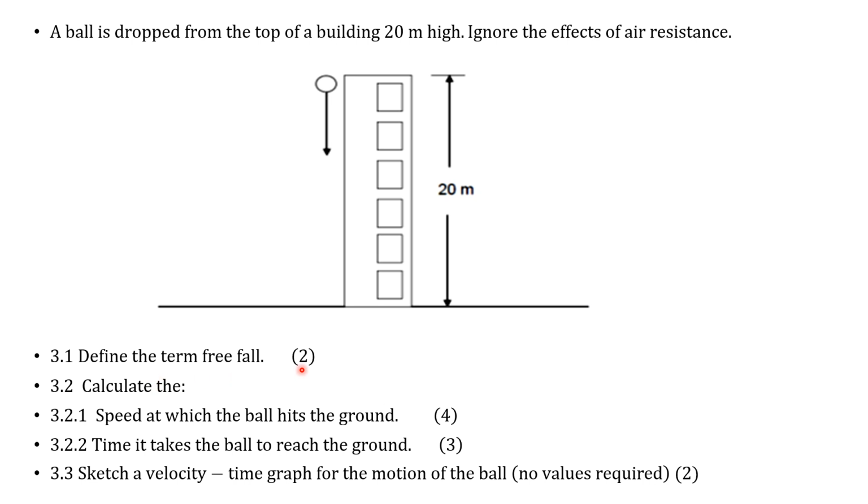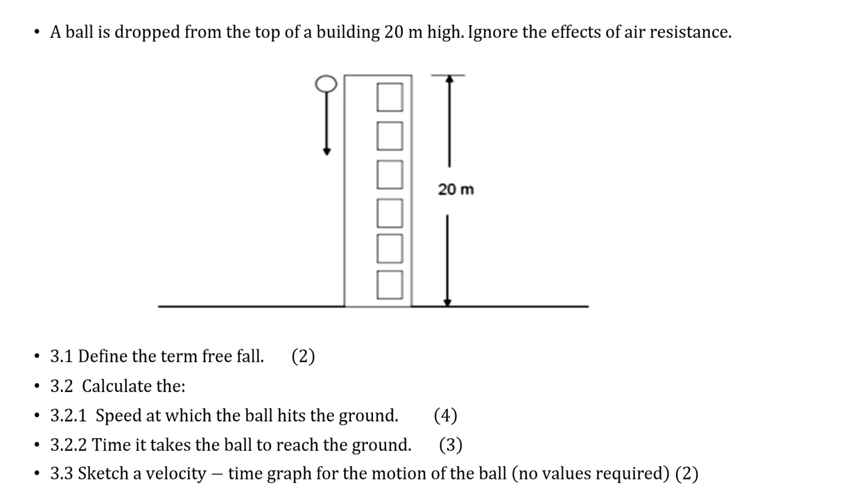Define the term freefall. Calculate the speed at which the ball hits the ground. Calculate the time it takes for the ball to reach the ground, so from there to there, how long it takes. And then they want us to sketch a velocity-time graph for the motion of the ball. No values are required. Here they say it's dropped, so I assume you understand we're starting from 0 going down.